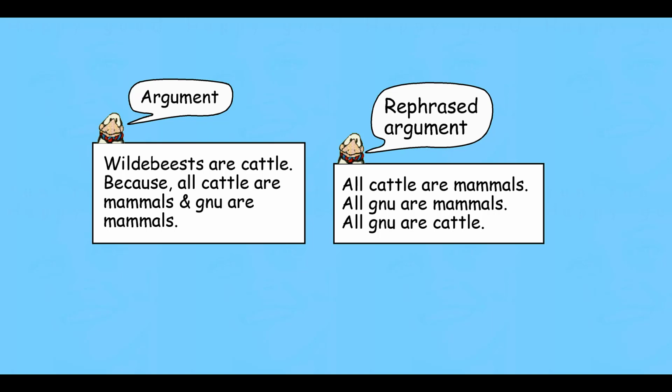Then I made all the terminology consistent. It turns out wildebeest are just another name for GNUs, and so I decided to use GNUs, in part because it's shorter. My first premise then is all cattle are mammals. One separate declarative statement that indicates this particular fact, the first premise. My second premise is a second declarative statement that says all GNU are mammals. Then I have a conclusion, a third declarative statement that says all GNU are cattle.